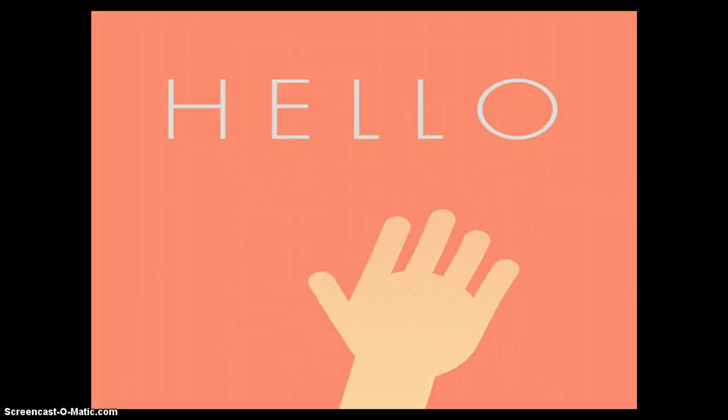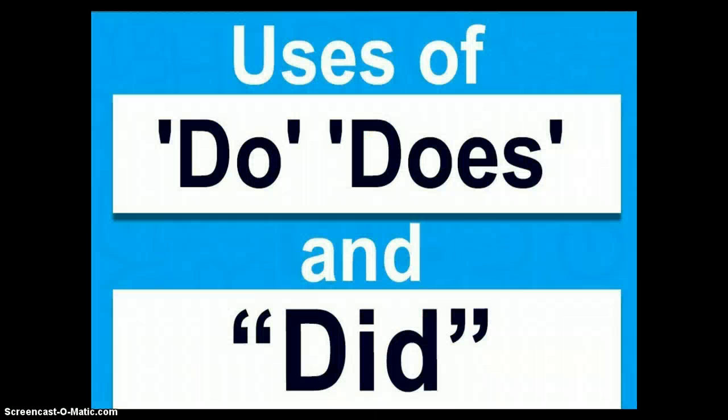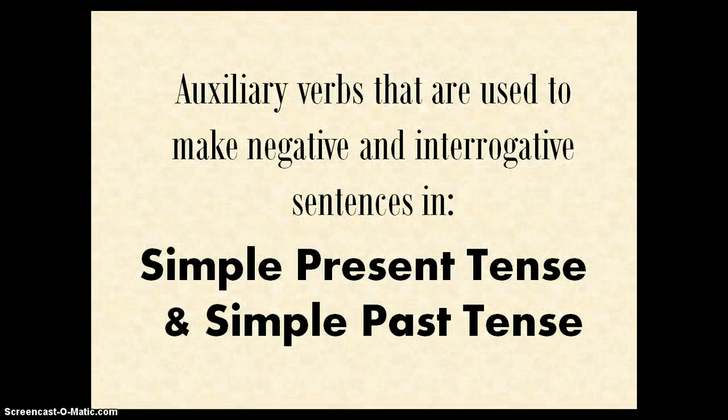In this video, I'm going to talk about the use of do, does and did. But before I explain the use of do, does and did, I would like to tell you what do, does and did are. Do, does and did are the auxiliary verbs that are used to make negative and interrogative sentences in simple present tense and simple past tense.